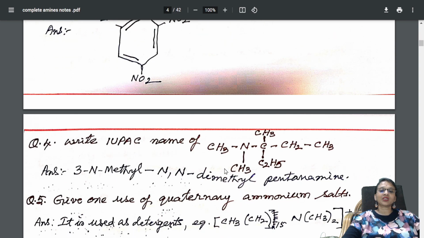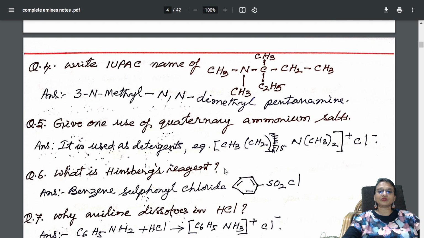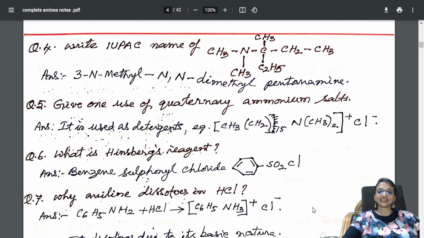Then from there, I went into the IUPAC name of the compound, basically just check. Then what is the use of quaternary ammonium salt? It is used as detergents, because uses questions are also given. What is Hinsberg reagent? Why does aniline dissolve in HCl? Okay, so when aniline reacts with HCl, it is going to form a salt which is basic in nature. So acid is HCl, base is your amine. That's all. Like that we have written the structure.